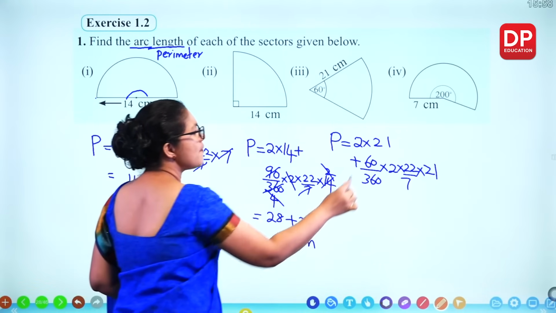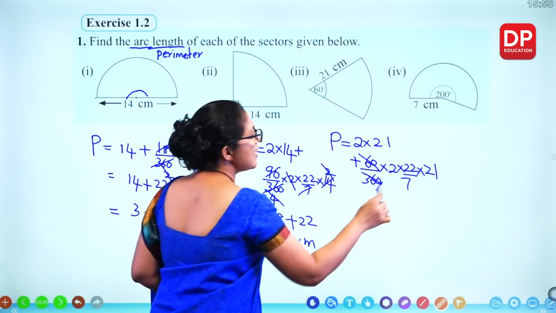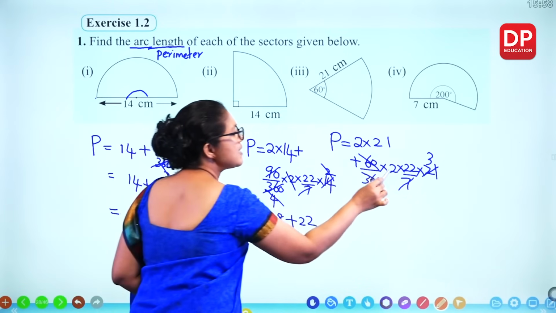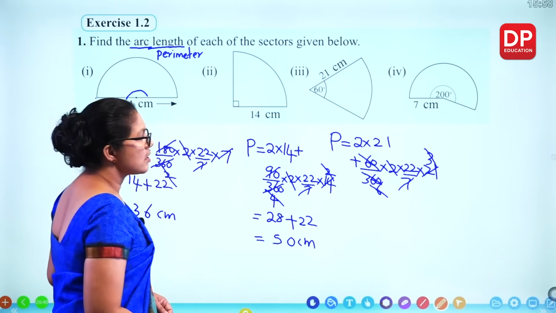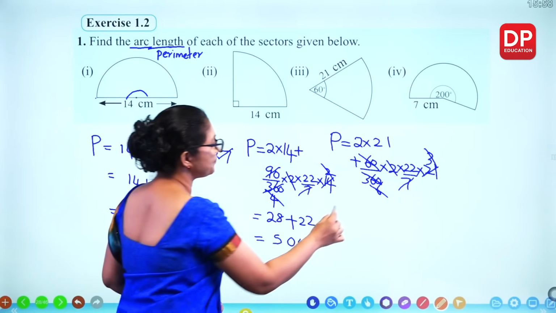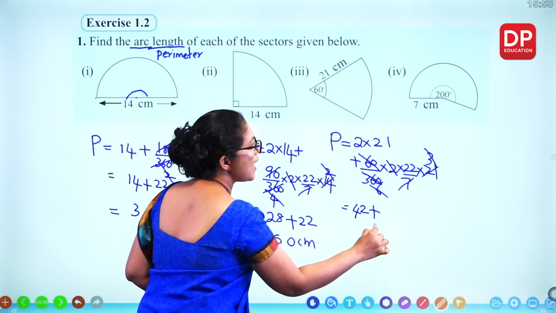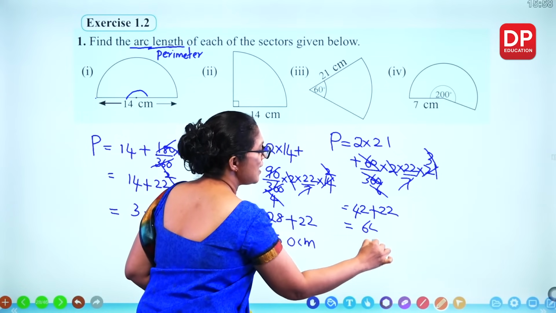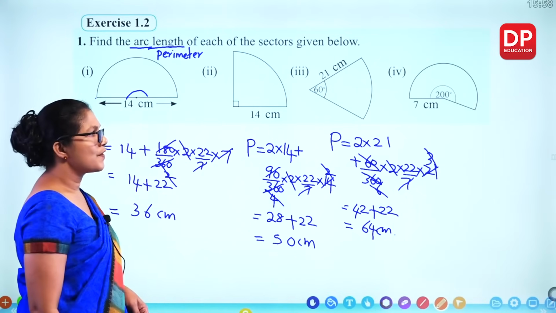Now try to simplify. 60 times 6 is 360. This 7 with this 21 you get 3. 3 times 2 is 6 and this 6 gets cancelled out. So what is remaining? 2 times 21 is 42 plus 22. You get 64 centimeters for the perimeter of this figure.